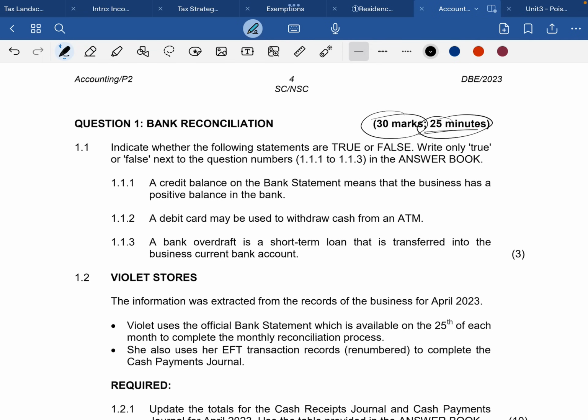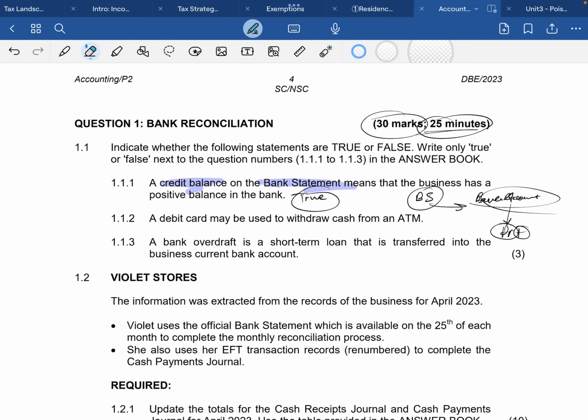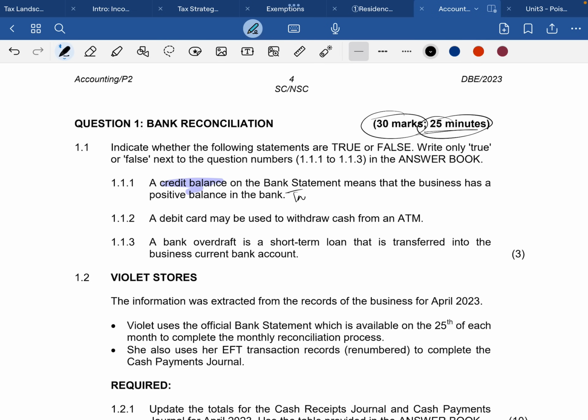So the first one says the credit balance on the bank statement. You need to take note. Credit balance on the bank statement means that the business has a positive balance in the bank. This is very true. Remember that in the bank statement, not bank account. Bank account is in our books. So this is bank account. Bank account will have a debit balance as a positive balance. This is in case you get confused. All right, so this is true.